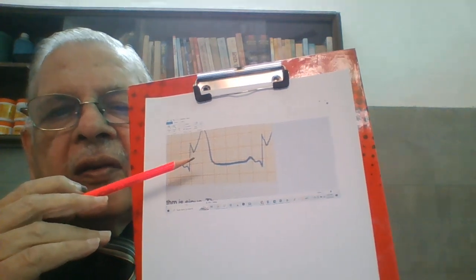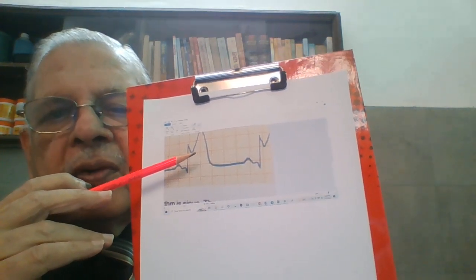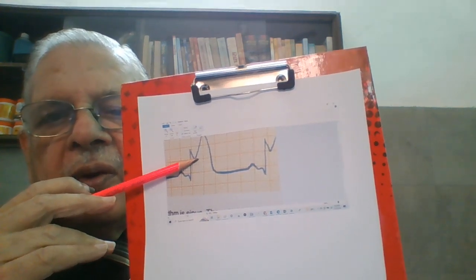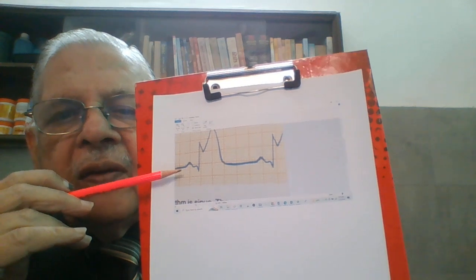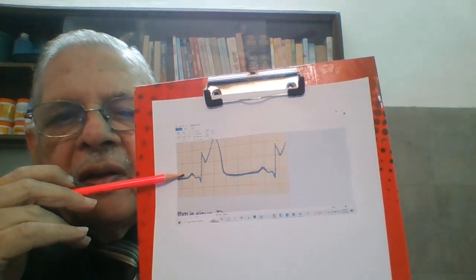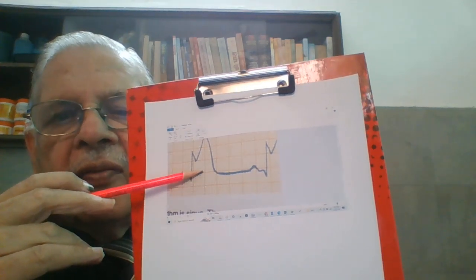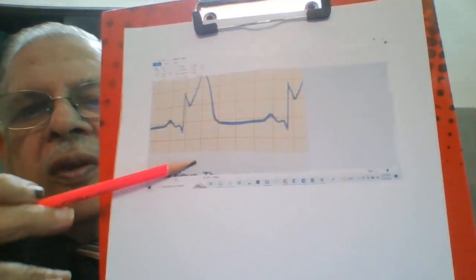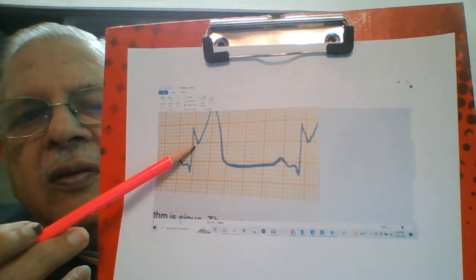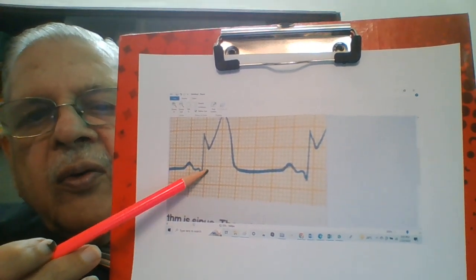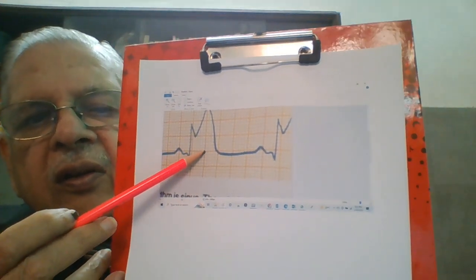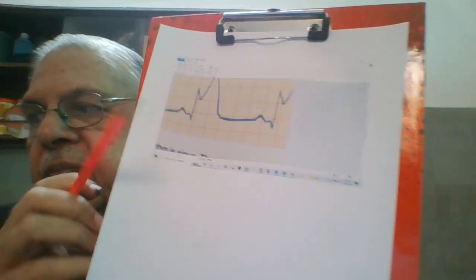So the ST segment is gone up. This portion is showing the ST segment. This is the division, and this is the baseline. See, this level is the baseline, and it is at least 6 millimeter above the baseline. See, this is 5, and one more, 6 millimeter above the baseline. This is grossly abnormal ST segment.